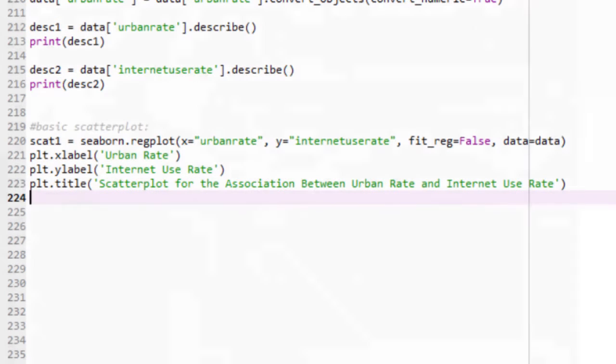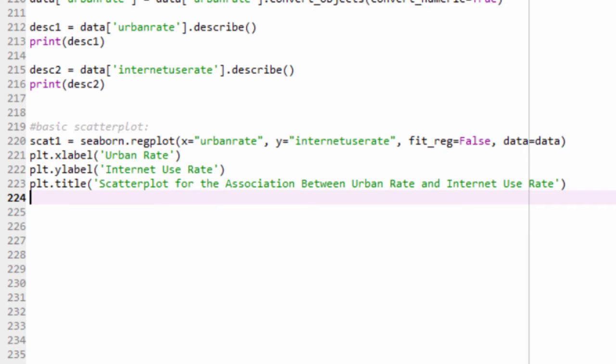Python provides scatter plots through the use of the Seaborn package. This time, we use the regplot function from the Seaborn package. We name the quantitative explanatory variable for the x-axis, here urban rate, and also the quantitative response variable for the y-axis, Internet use rate. We define the data frame, here called data, where the variables can be found. For this example, I will also ask Python to suppress the line of best fit with fit_reg equal to false, since the default is to add this line.